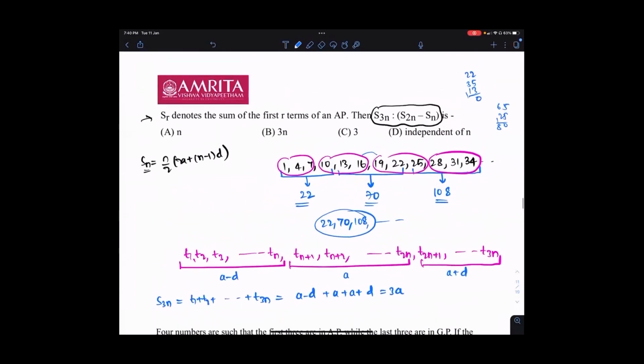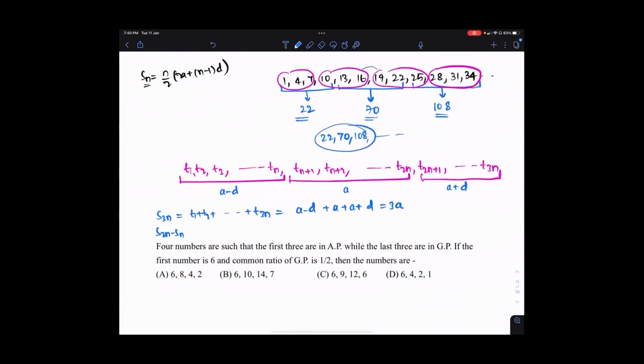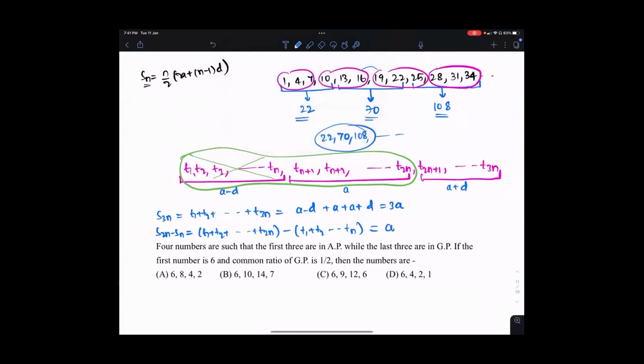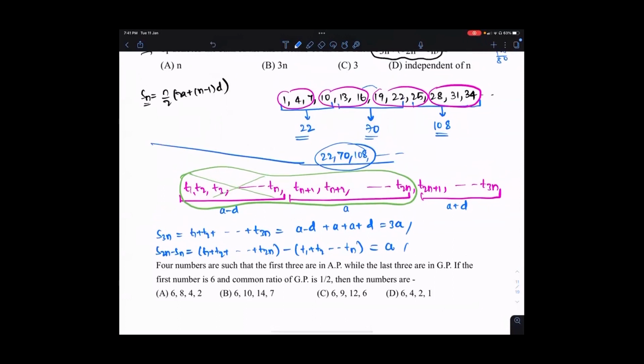Now, what is given in the denominator? S2n minus Sn. What is S2n? T1 plus T2 plus so on until T2n. If you subtract Sn, that is T1 plus T2 so on until Tn, from the whole 2n sum, you are subtracting this part. What will be remaining? N plus 1 to 2n only, which is nothing but A. So if you divide both, what will be the answer? 3 only, right? It took a while to explain this concept, but once you know it, it won't take much time to solve this question.